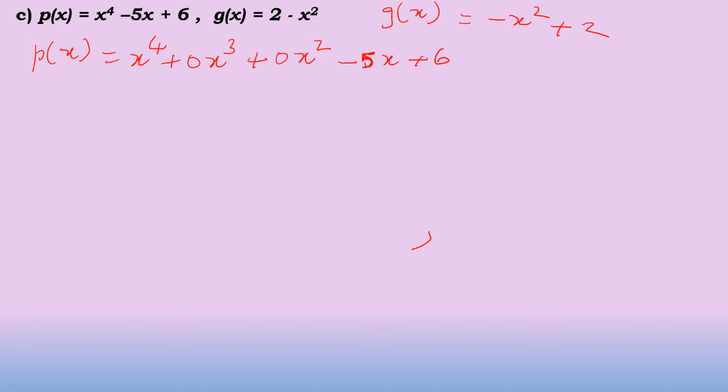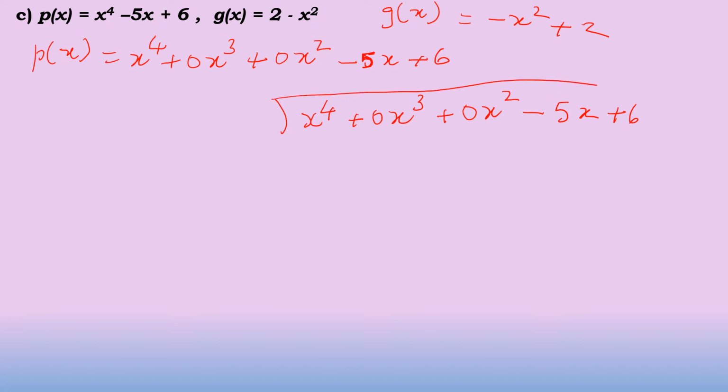So what is our dividend? X raised to 4 plus 0x cube plus 0x square minus 5x plus 6. You are dividing it by minus x square plus 2. So take the first term of your dividend, which is x raised to 4, divided by the first term in your divisor, which is minus x square. So you get minus x square. So write it as the first term of your quotient, minus x square.